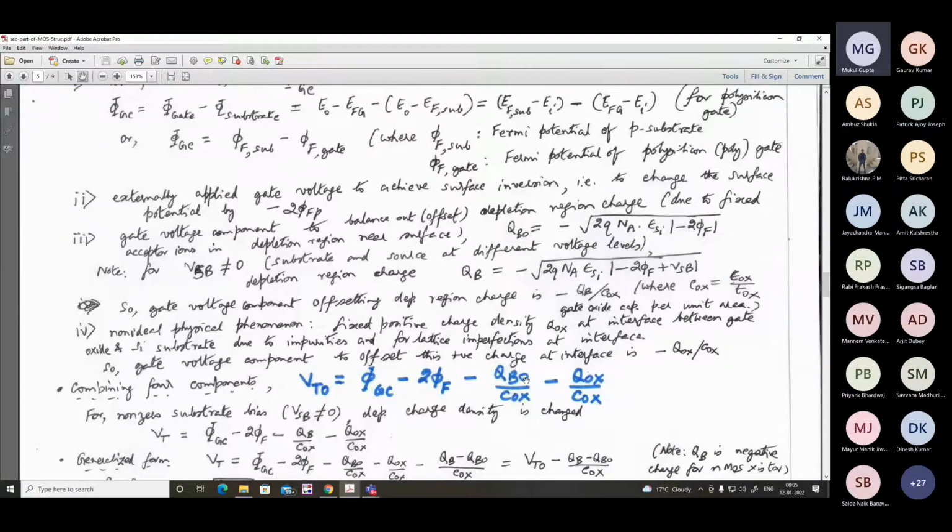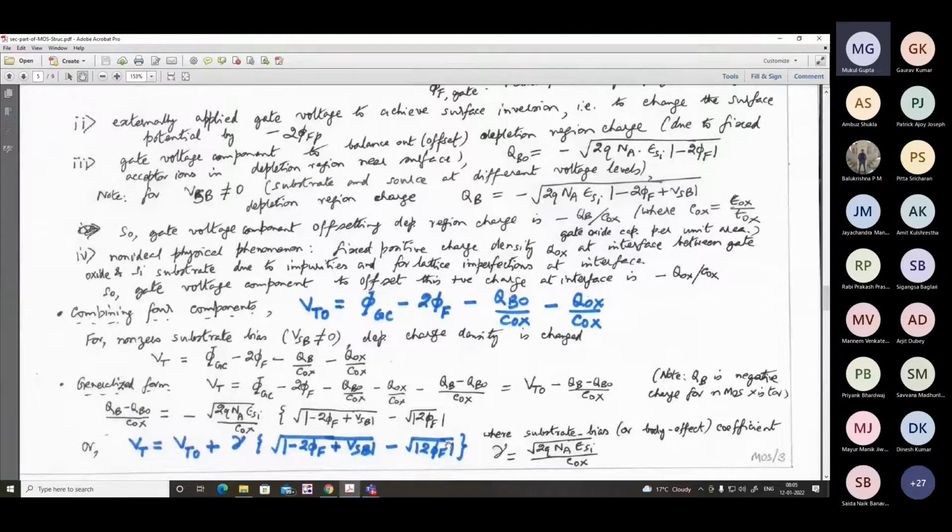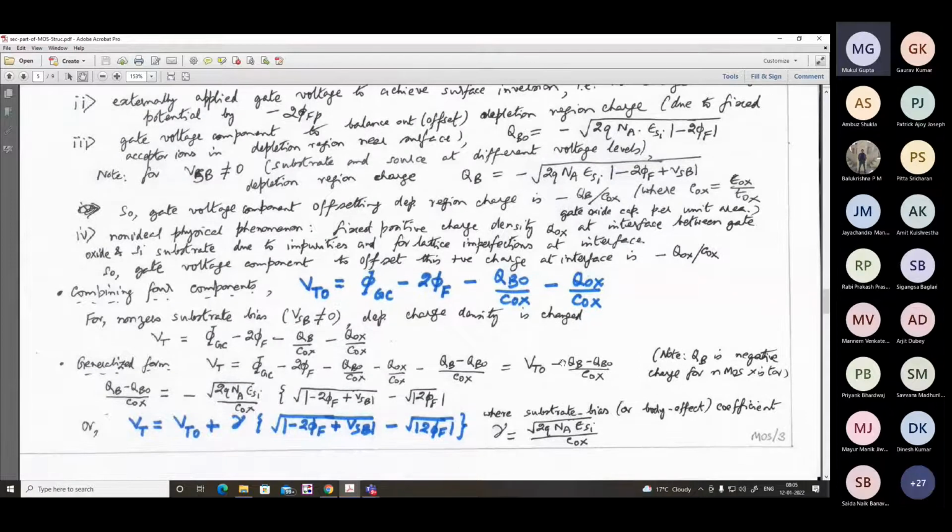Note that this is a general expression that can relate to both NMOS and PMOS transistors. Also, we see that in general, source and substrate may not be at the same potential. So when there is a relative potential difference between the source and the substrate, we need to take care of that. For an NMOS transistor, VSB is normally greater than 0.